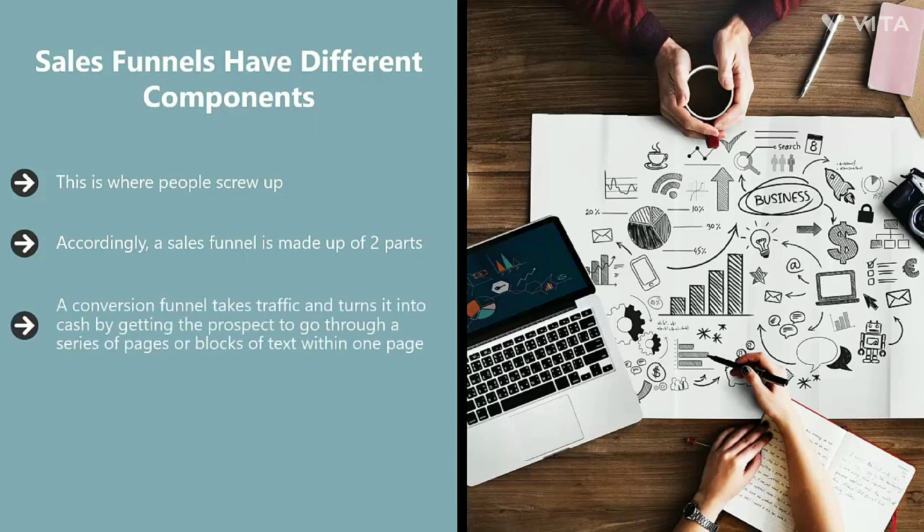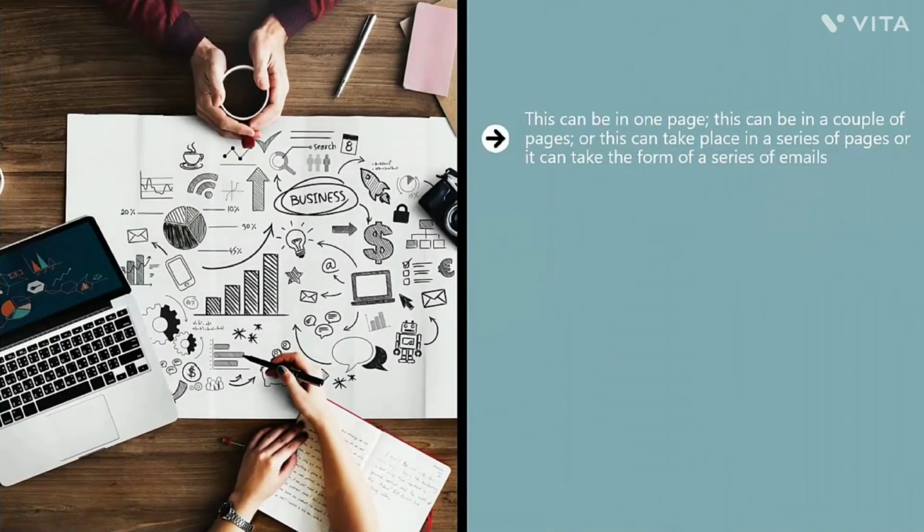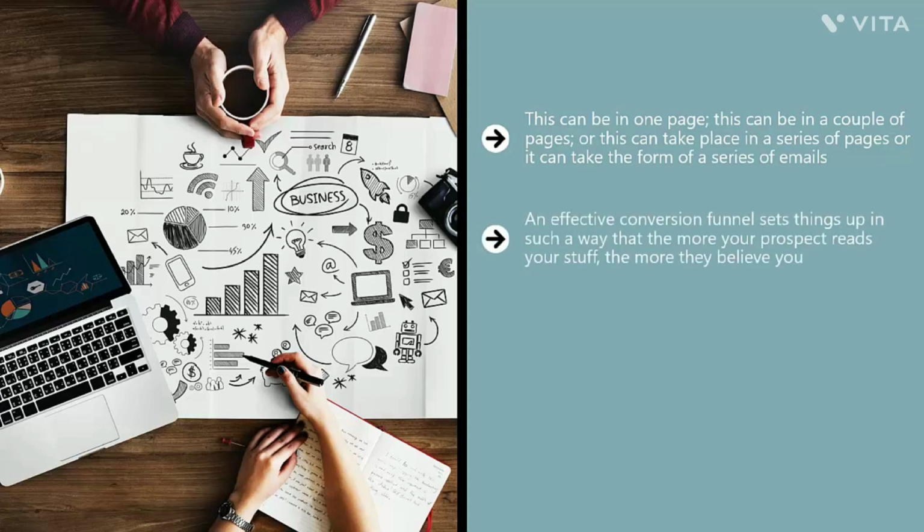A conversion funnel takes traffic and turns it into cash by getting the prospect to go through a series of pages or blocks of text within one page. As the person progresses through each section, that person develops the following. First, they get the impression that you know what you're talking about. They start to believe that you are knowledgeable enough about whatever it is you're talking about for them to continue to read your stuff. This can be in one page, this can take place in a series of pages, or it can take the form of a series of emails. Regardless, it's all about building credibility. An effective conversion funnel sets things up in such a way that the more your prospect reads your stuff, the more they believe you. This ultimately creates enough trust for your prospect to do what you want them to do.